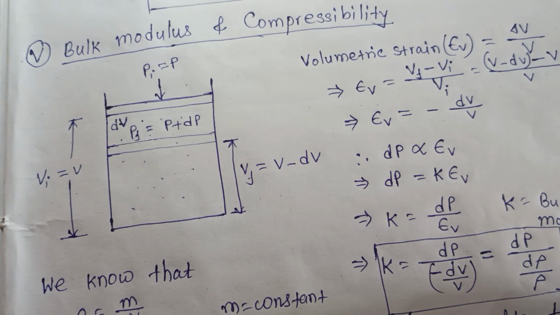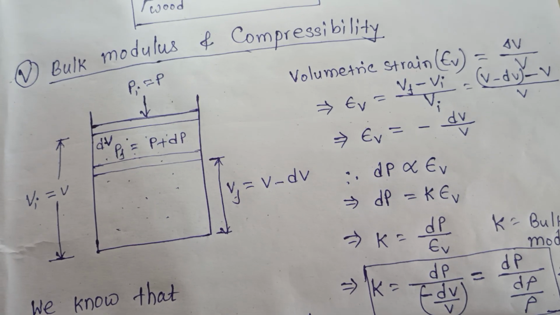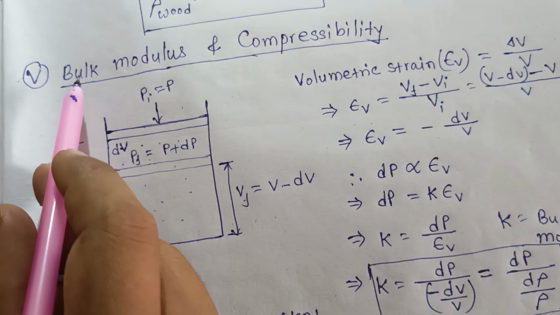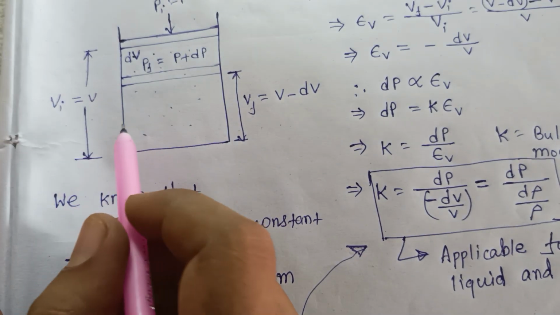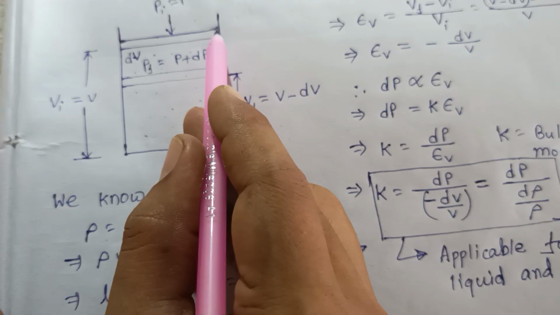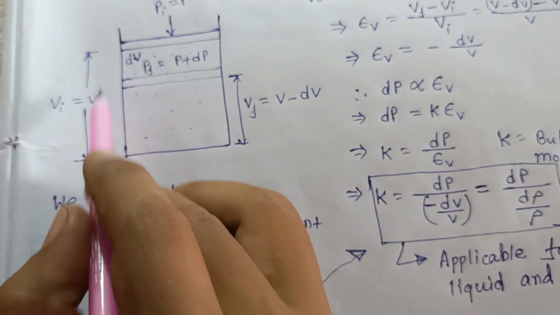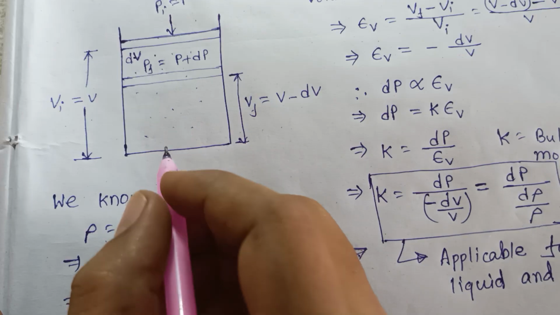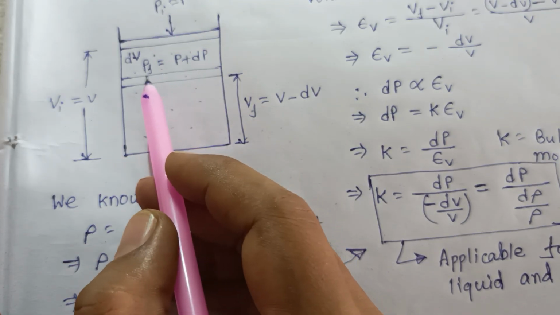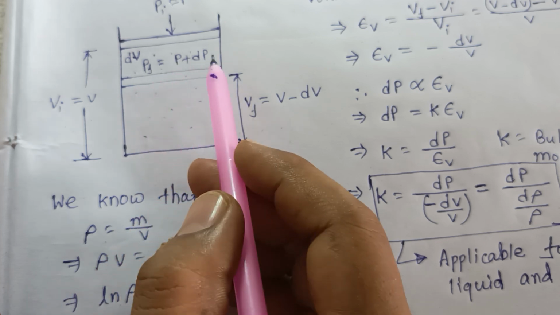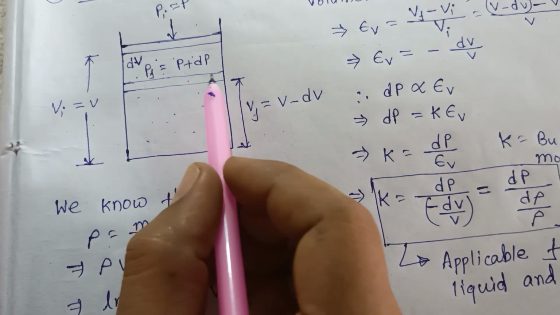Hello friends. In the previous lecture, we discussed the fluid properties and the last property, that is the bulk modulus and compressibility. So consider a piston cylinder arrangement, and this is the initial position of the piston, the initial pressure, that is P, and the initial volume, that is V. Now if you apply some extra pressure, then the final pressure is P plus dP, and this is the final piston position.